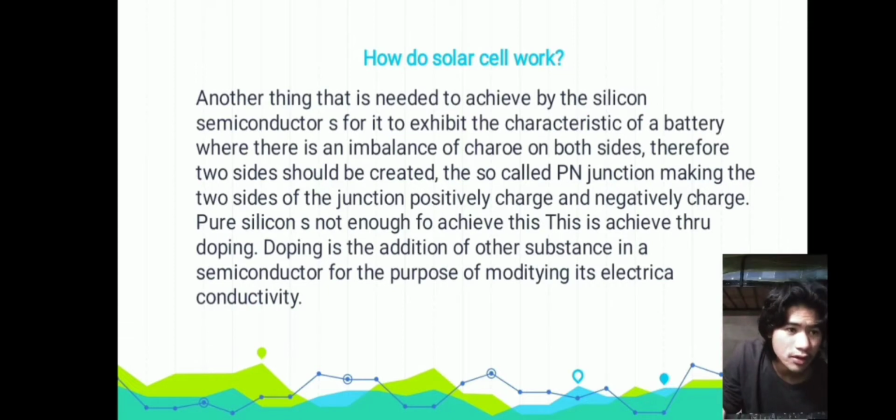How do solar cells work? Another thing that is needed to achieve by the silicon semiconductors for it to exhibit the characteristic of a battery where there is an imbalance of charge on both sides. So, ito daw yung another thing na kailangan ma-achieve ng silicon semiconductor for it to exhibit of a battery where there is an imbalance charge on both sides. So, kailangan daw imbalance yung charge ng both sides.